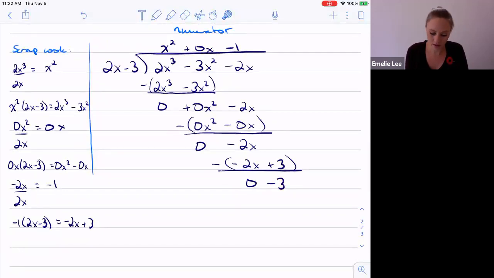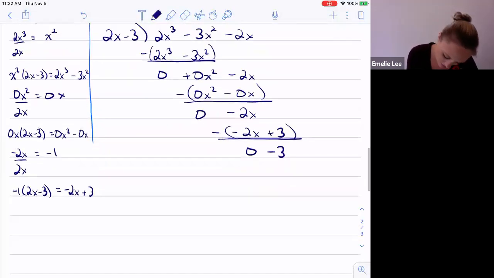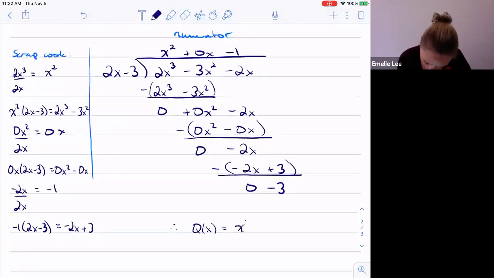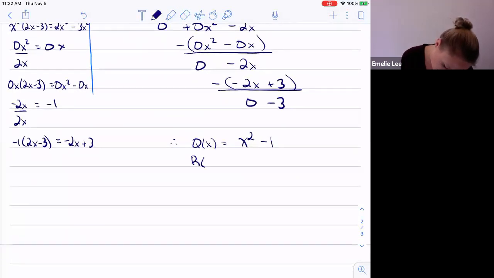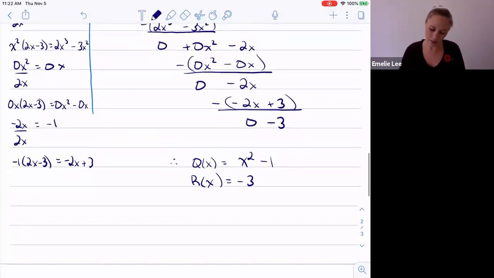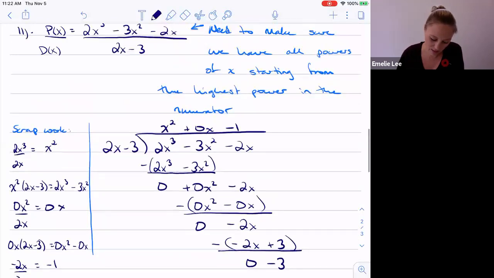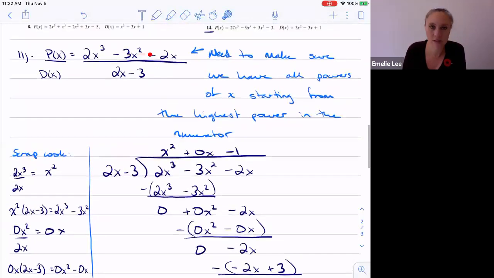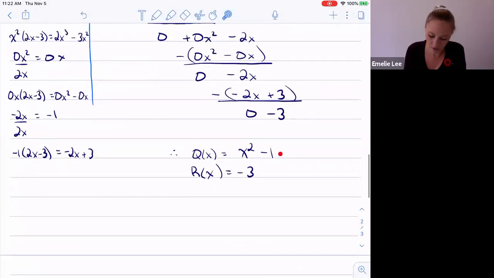This is the remainder, and this is the quotient. Therefore, q of x is x squared minus 1, here. X squared minus 1, and the remainder, r of x, is negative 3. Okay. So depending on how you want to write your answer, right, p of x is the numerator, d of x is the denominator, and then you know q of x and r of x.